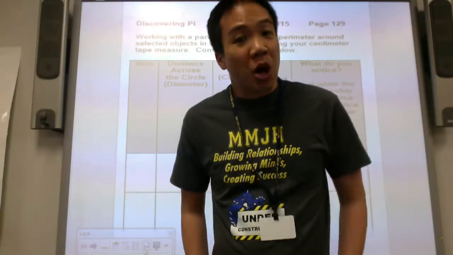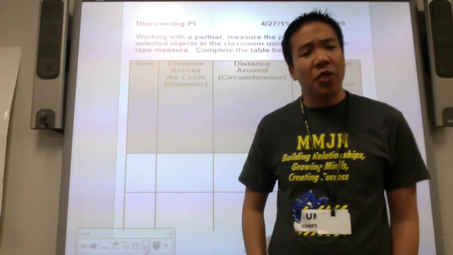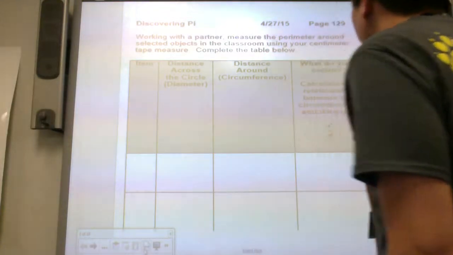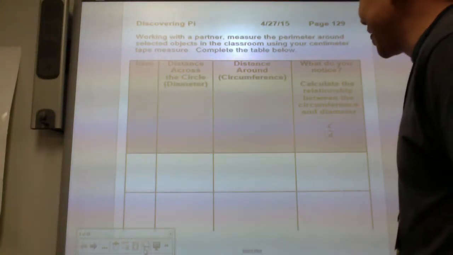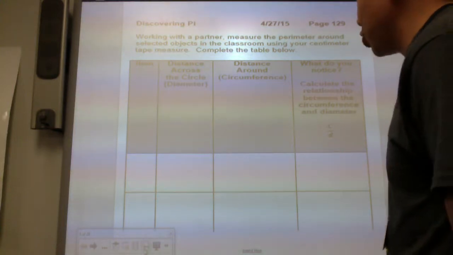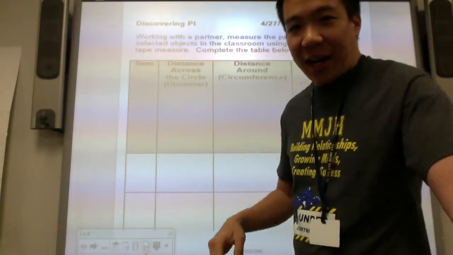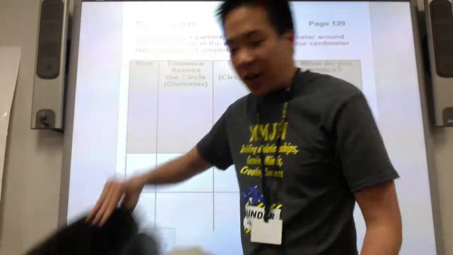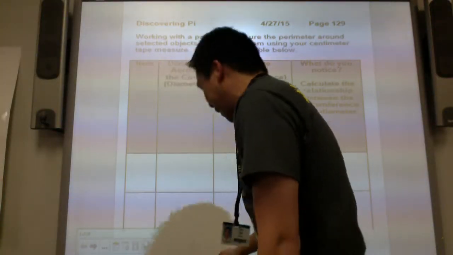We're going to talk about the parts of a circle, so discovering the word pi. Working with a partner, measure the perimeter around selected objects in the classroom using your centimeter tape measure. Complete the table below. So I have a circular item right here, and I have another circular item right here. So let's start with the tea can.